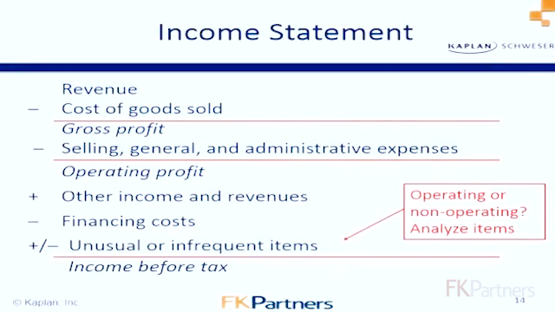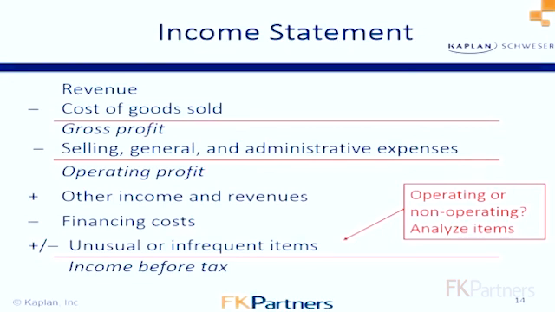And then you get down to this kind of funny item called unusual or infrequent items. What do we do with that? How do we deal with it? And what we need to understand, if that ever appeared on an income statement that we're analyzing, is what's in there. What do they have in there, this unusual or infrequent items?